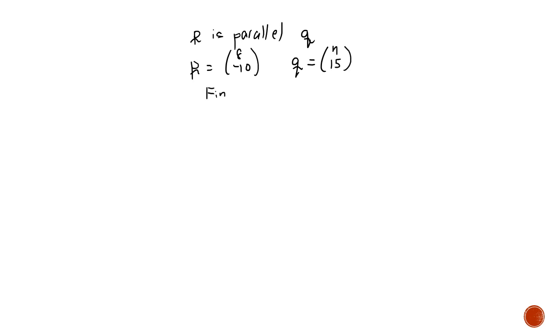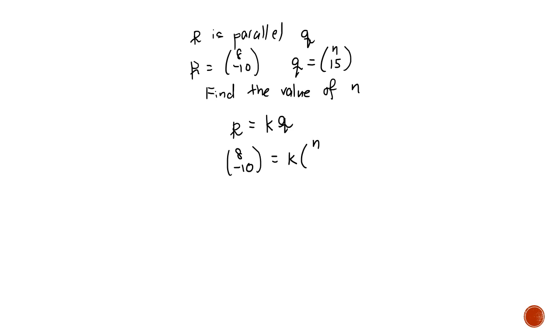Say we now have a question saying that vector P is parallel to vector Q, and vector P is given by the column vector (8, -10), whereas vector Q is given by the column vector (n, 15). How do we then find the value of n? Since we know that these two vectors are parallel, we can let vector P be equal to k times vector Q. Writing it in terms of column vectors, (8, -10) will be equal to k times (n, 15).